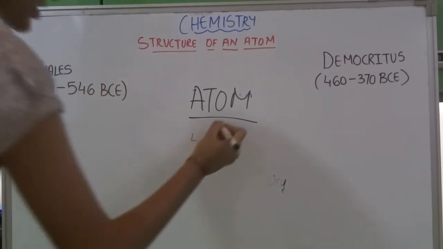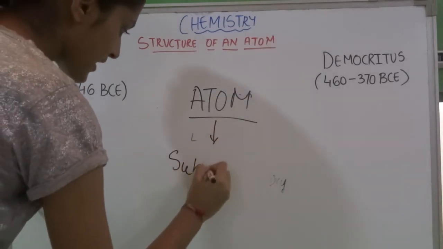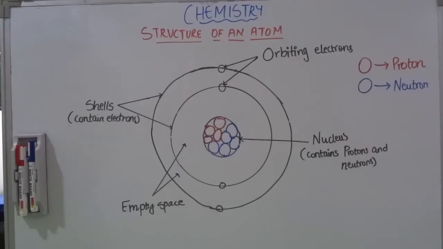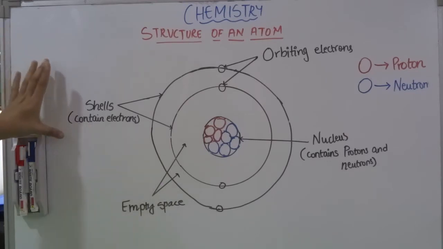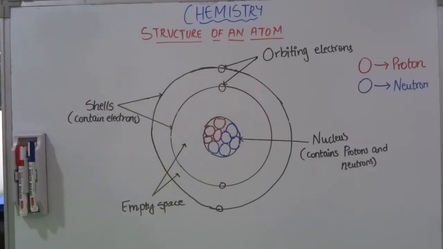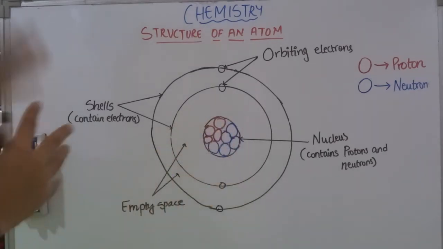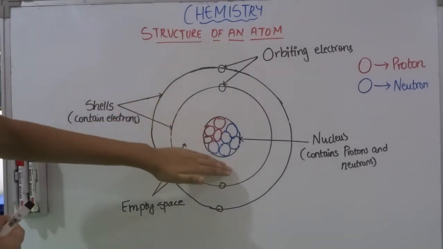Later, the studies showed that atoms are also made up of subatomic particles. So, this is how the basic structure of an atom looks like. I know I have not drawn that well, so I am sorry, but now let's start. So this is the nucleus. The center of mass, that is the mass of the whole atom, is concentrated here.